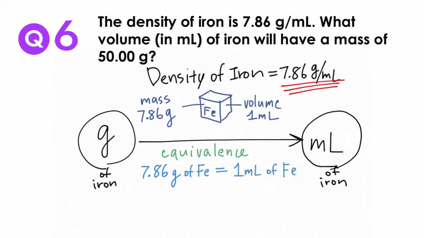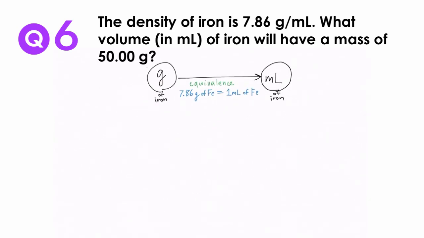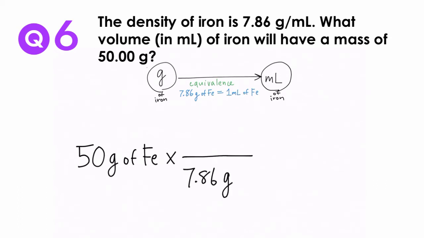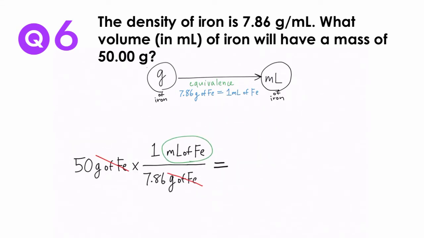So starting the calculation with 50 grams of iron. To get rid of grams, we put 7.86 grams on the bottom and 1 milliliter on the top. That's the conversion factor. Then we can cancel out the grams, and what's left is the volume, milliliters of iron. 6.36 milliliters is the final answer.